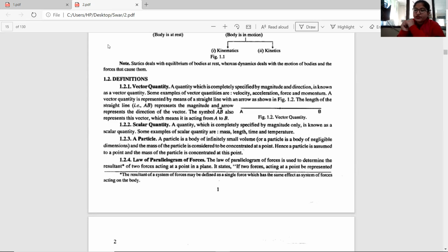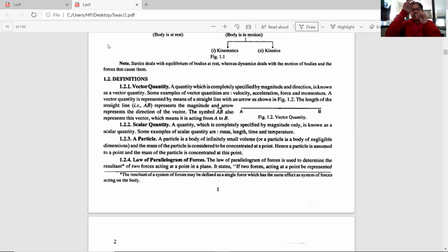Next is a law which is most important, the law of parallelogram of forces. What is the law of parallelogram of forces? It is used to determine the resultant of two forces acting at a point in a plane. If I have a point and two forces are acting on that point, then I have to determine the resultant. Like if one force is acting in this direction and one force in this direction, then what is the resultant? We can find out.